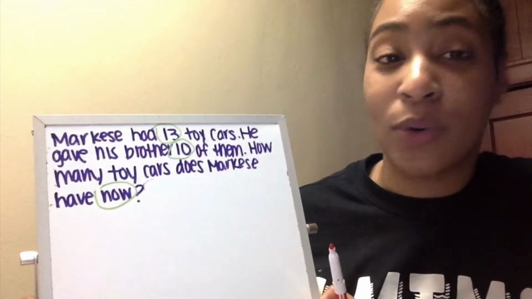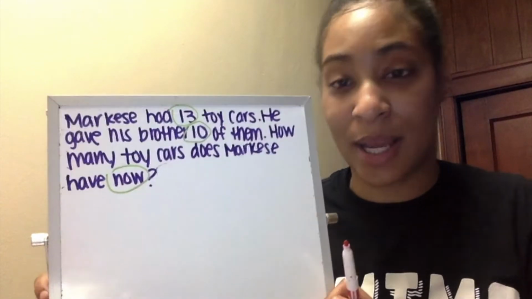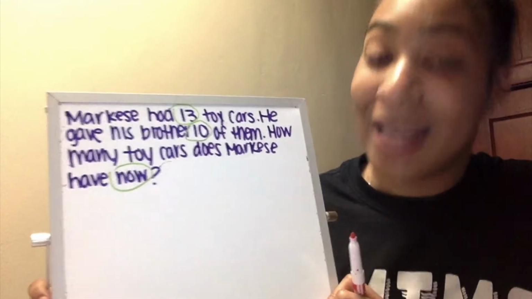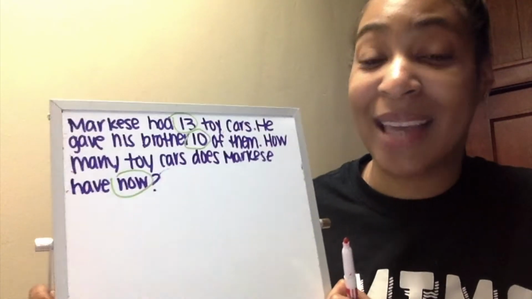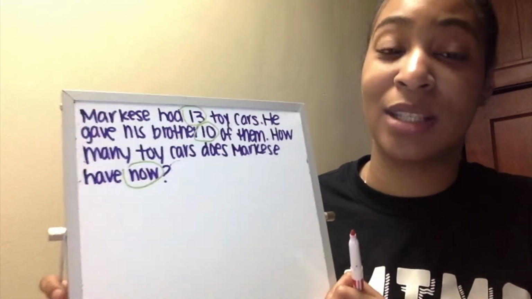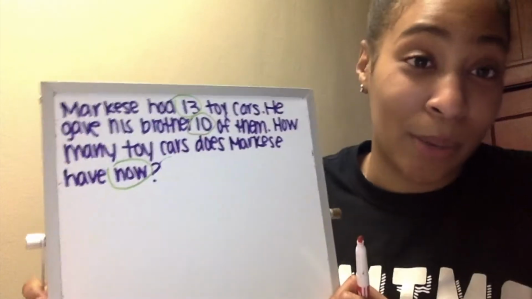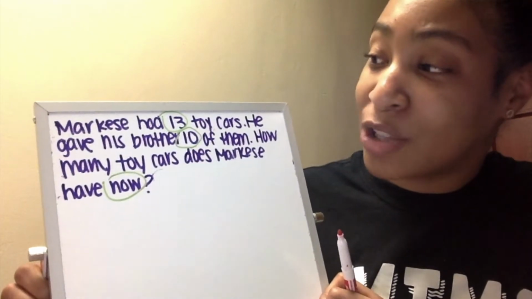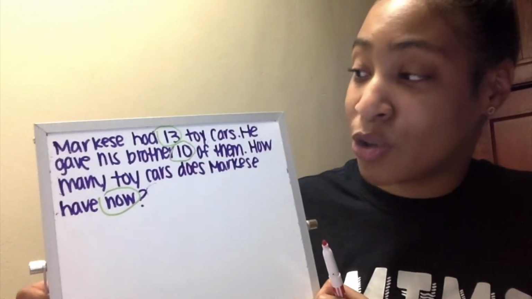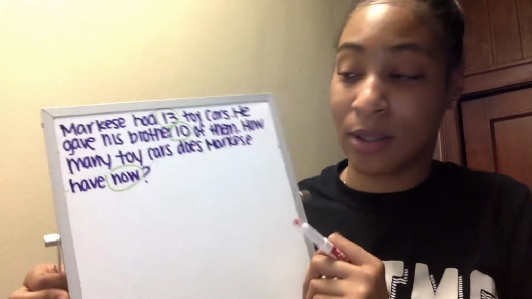So do you all think we're doing subtraction or addition today? Subtraction, because Marquise gave away 10 of his cars to his little brother or big brother. So let's draw our picture. The first thing we need to draw is 13 toy cars.